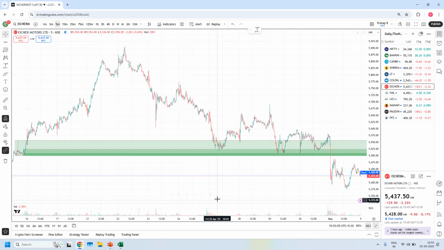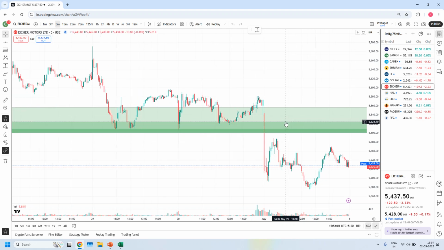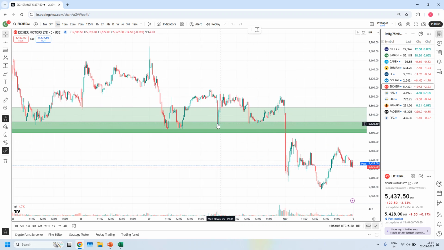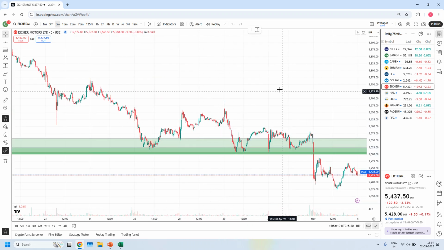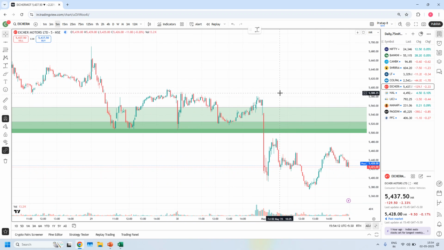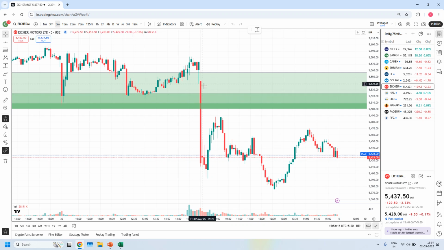We took a trade from this candle. It gave a good profit till the 15 minutes target here. Today also we planned a trade because it is a high liquidity zone. What is the high liquidity zone characteristic? Until the zone is violated, we keep on taking the trades. Today also you have to plan a trade.